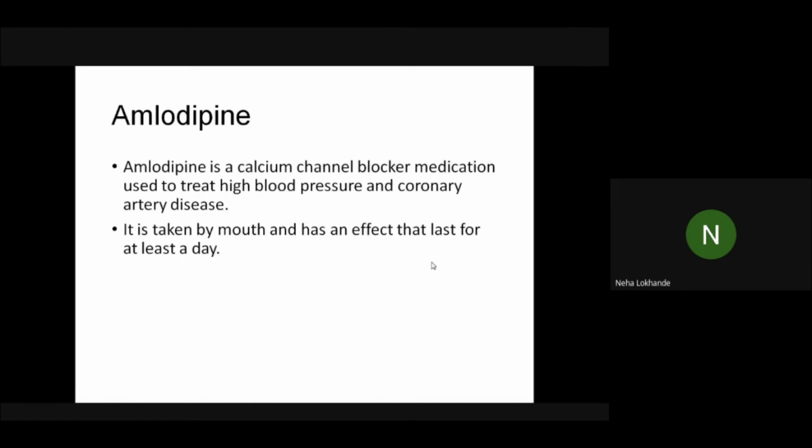Amlodipine is a calcium channel blocker medication used to treat high blood pressure and coronary artery disease. It is taken by mouth and has an effect that lasts for at least a day.